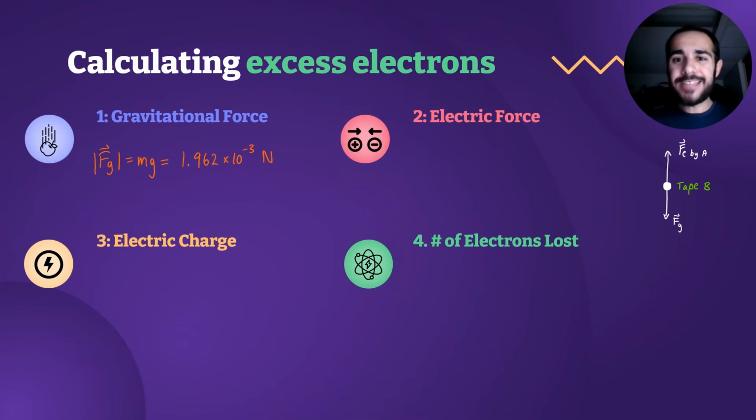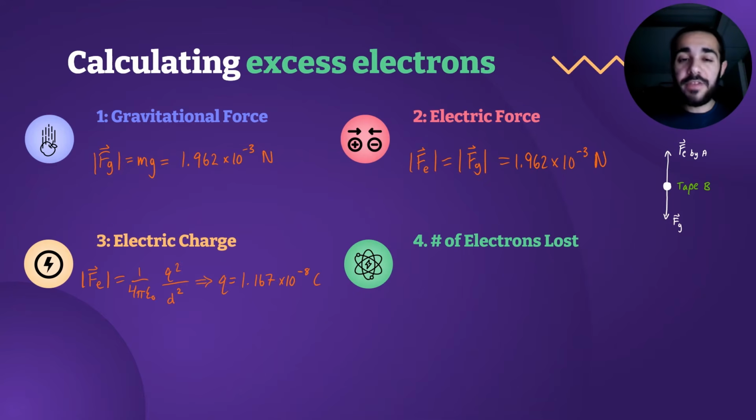Next up, let's consider the system's free body diagram. We know that tape B is floating and stationary, so that must mean that the net force on it should also be zero. That means that the electric force from tape A acting upon tape B should equal in magnitude the gravitational force of tape B. Well, there you go. Now, using this and the electric force equation, we can figure out that the charge is this number.